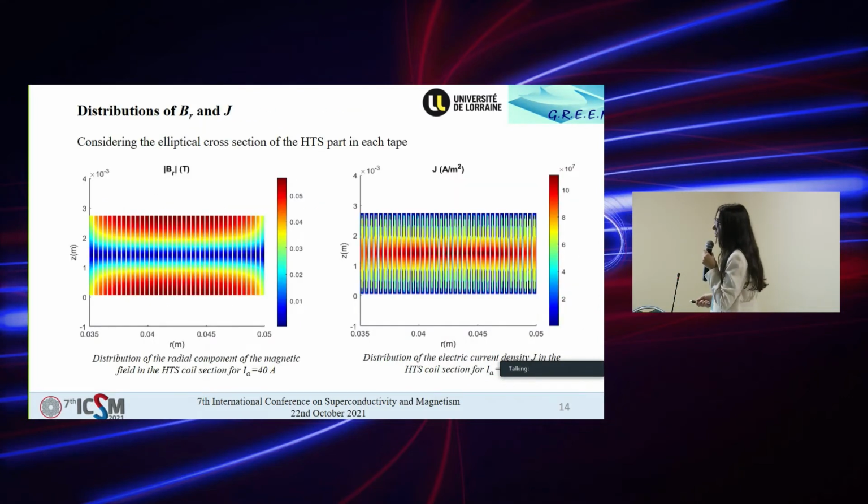So the distribution of the radial component of the magnetic field and the current density, while considering the elliptical cross-section of the HTS part in each tape of the coil, we have here the result. We can see that the central region subjected to lower field carried larger current, and at the edges we have maximum field, minimum current for an applied current of 40 amps, for example.